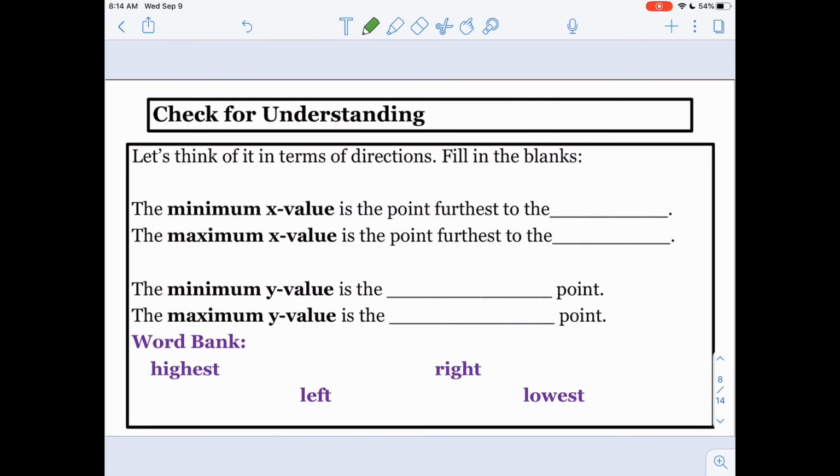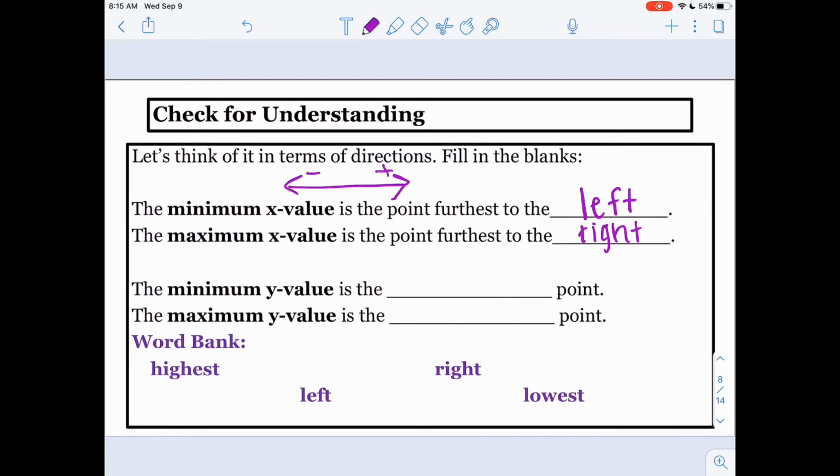Let's think of it in terms of directions. Fill in the blanks with the words in purple. Pause the video here for 2 minutes. The minimum x value is the point furthest to the left. The maximum x value is the point furthest to the right. That's because the x-axis runs horizontally and all the points on the left are more negative and all the points on the right are more positive.